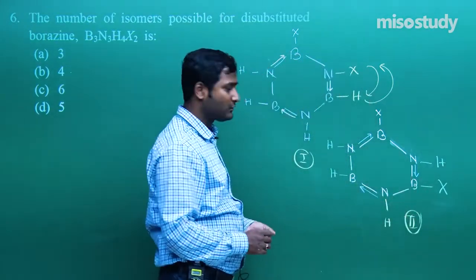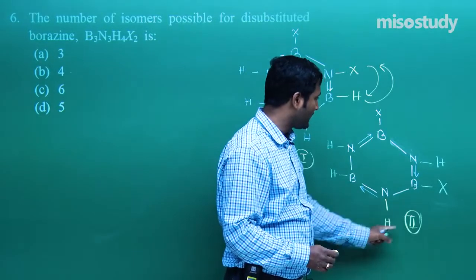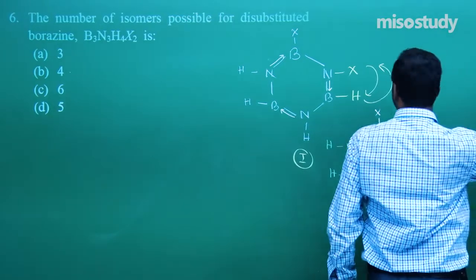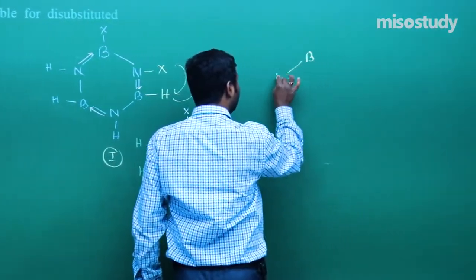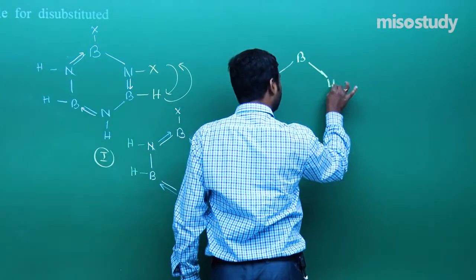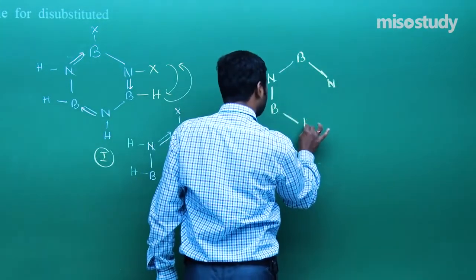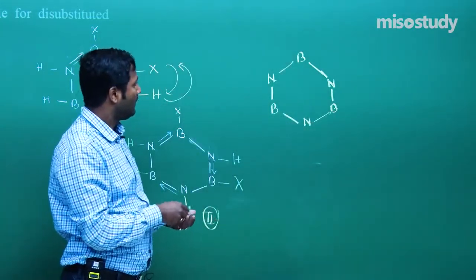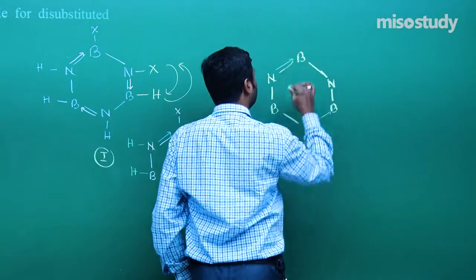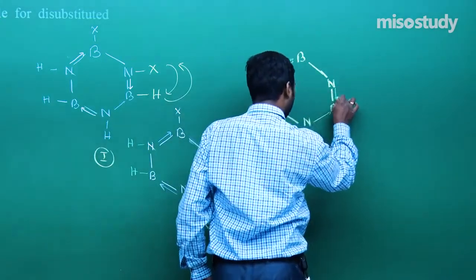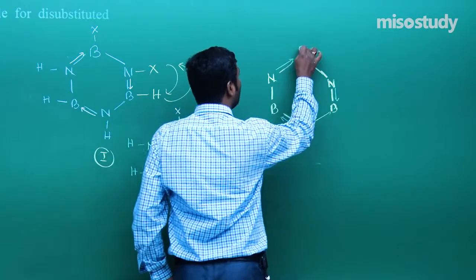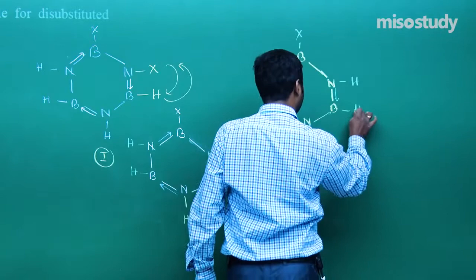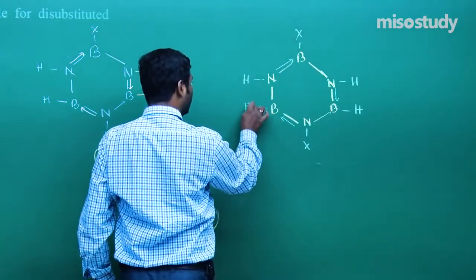Clear to you? Now the third isomer, put here X and also put here X, then H and H. Look at the structure. Put here again B, that is N, that is N. This one is B, this one is N, this one is B, and this one is N. Now put here this one and now this one. Now put here X here and this one is X. Put here H, put here H, put here H, and put here H.